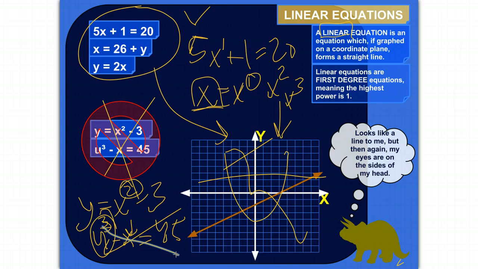So linear equations form straight lines, and you can tell if it's going to be a linear equation when all the variables are first degree variables. They're raised to the power of 1.